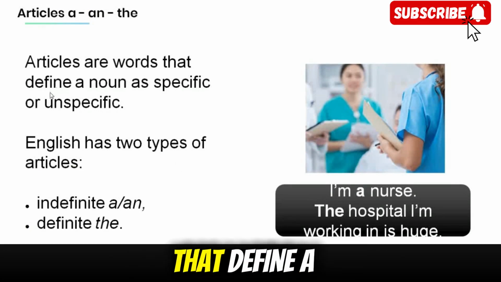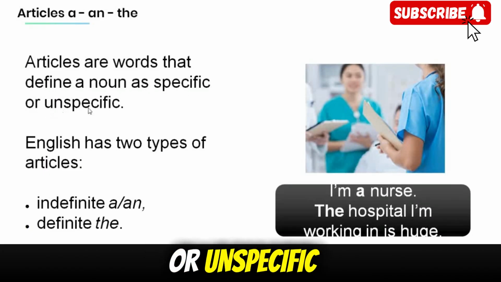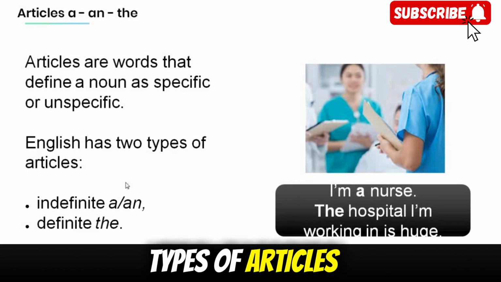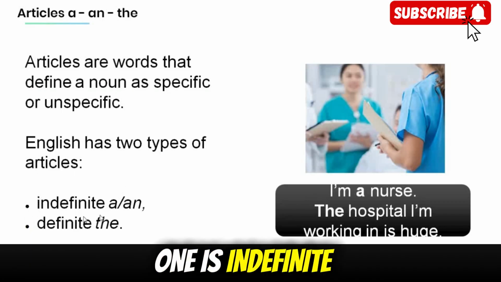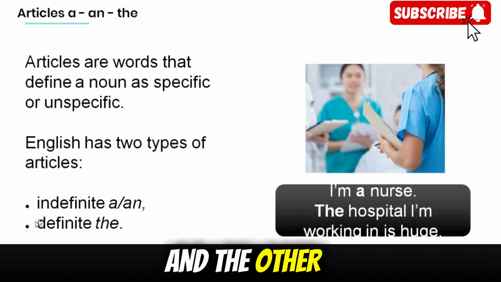Articles are words that define a noun as specific or unspecific. Now, in the English language, there are two types of articles. One is indefinite, a or an, and the other is definite, the.